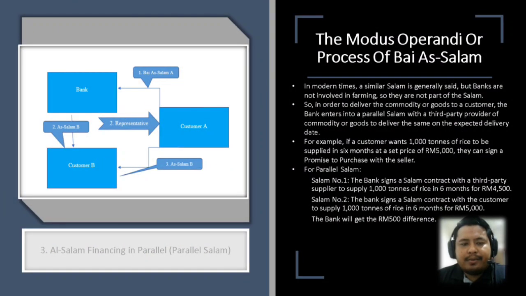Assalamualaikum warahmatullahi wabarakatuh. I'm Muhammad Hafiz. So I will go to the third modus operandi or process of Bai' Salam. That is Salam financing in parallel Salam.